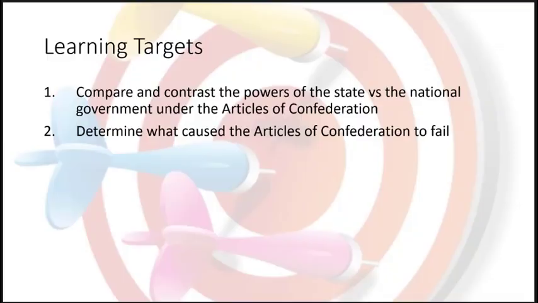So let's go ahead and see what our goals are for today. In the learning targets, we're going to compare and contrast the powers of the state versus the national government under the Articles of Confederation. That'll help you basically determine why they weren't very good. And basically, we're breaking down what caused the Articles of Confederation to start.